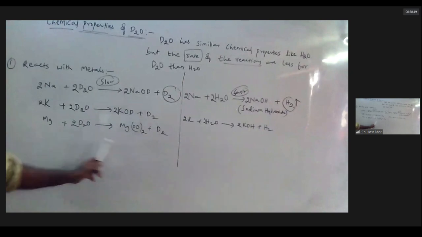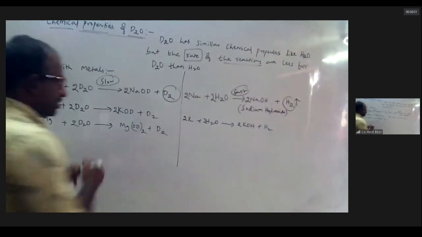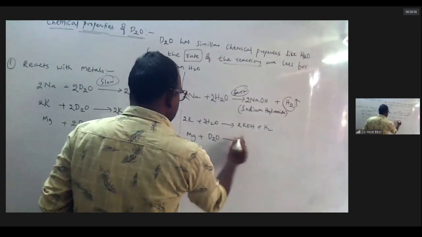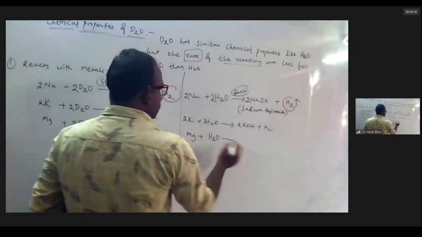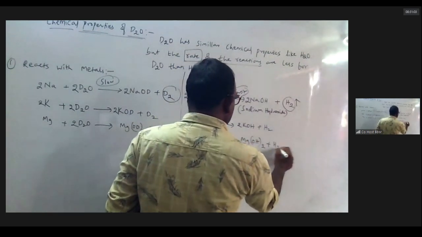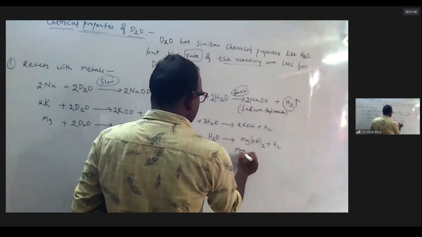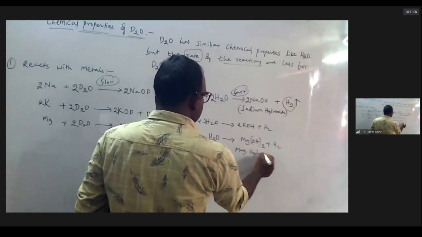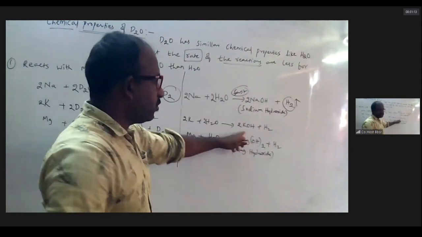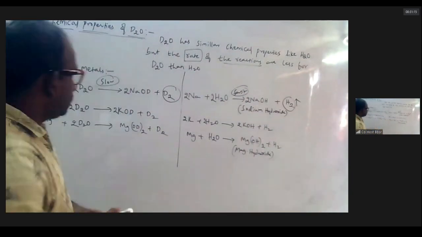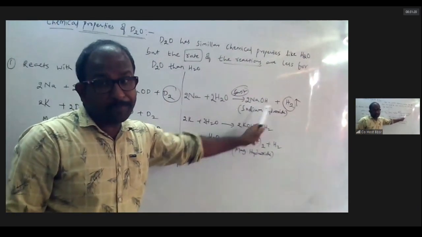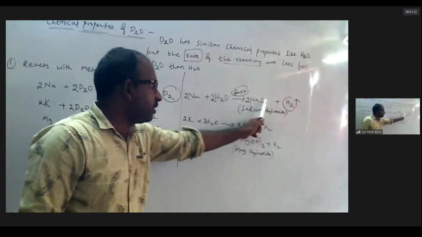D2O लेने से आपको MgOD taken twice, see this is also Mg plus D2O. यहाँ पर H2O, right, you are getting MgOH taken twice plus H2, means magnesium hydroxide. This is potassium hydroxide, sodium hydroxide, potassium hydroxide, magnesium hydroxide. See, this is sodium hydroxide.